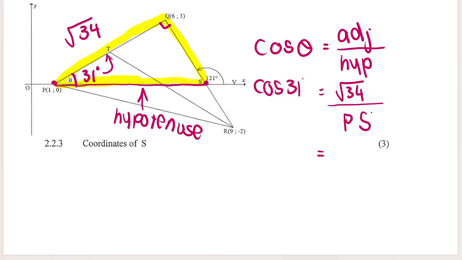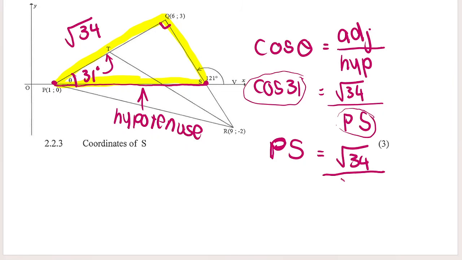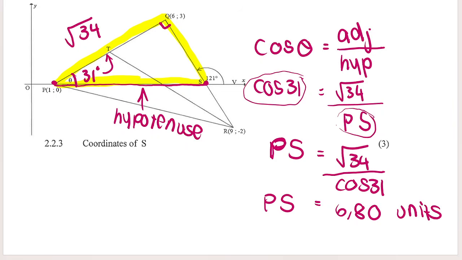Now remember, when your variable, when your unknown is in the denominator at the bottom of the fraction, this swaps places with this. So we've got PS is equal to the square root of 34 divided by cos 31. And if you do that on your calculator, you get the length of PS as being 6,80 units. Okay, so now we've got the length of PS.